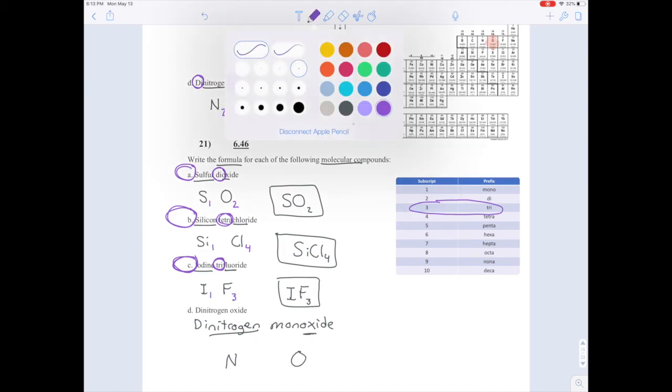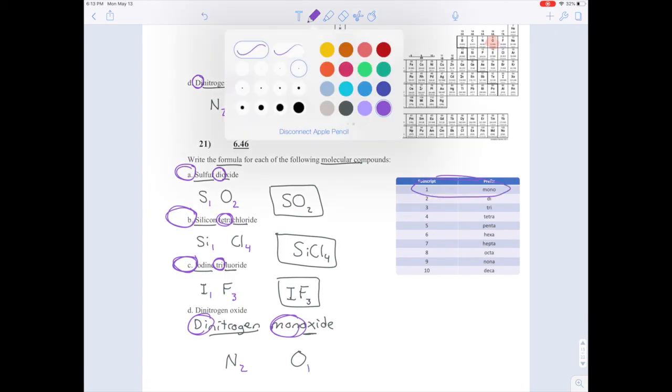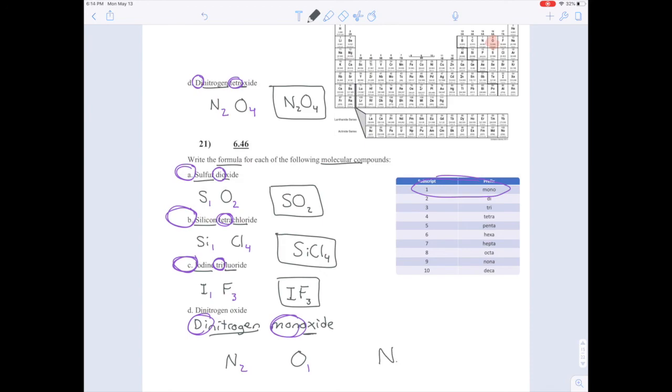Okay, now let's think about the prefixes. In front of nitrogen is the prefix di, and the prefix di is telling you that the subscript at the bottom right of nitrogen will be a 2. The prefix in front of oxygen would be mono, and that's telling you that at the bottom right of the oxygen, you'd have the subscript of 1. So putting all of this together, you would have N2O. Notice I don't have to write the 1 because by writing the capital O, I know I have 1 oxygen. So N2O is dinitrogen monoxide.